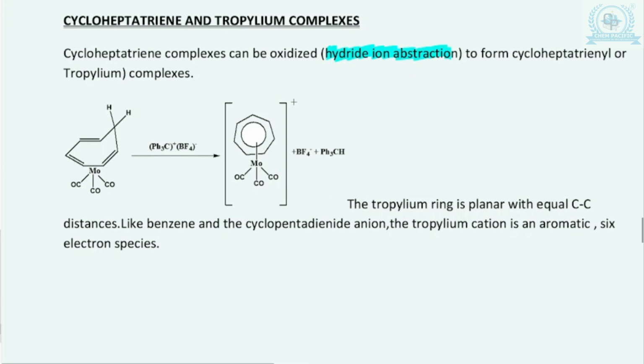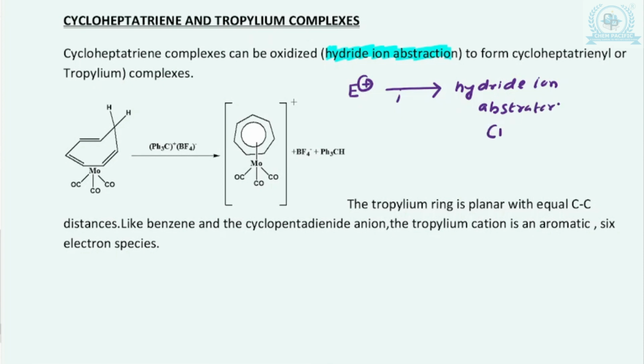Now, this is very important. What is the difference between an electrophile and a hydride ion abstractor? Basically, if you want to turn an electrophile into a hydride ion abstractor, it is very important that you make the electrophile bulky. So it will no longer act as an electrophile, it will act as a hydride ion abstractor.